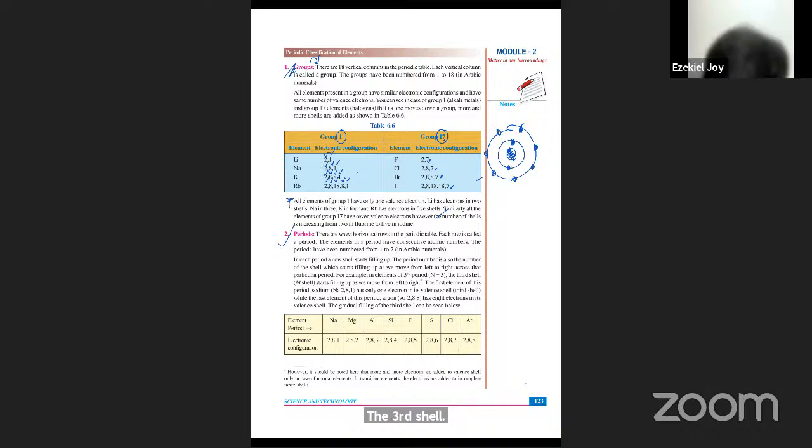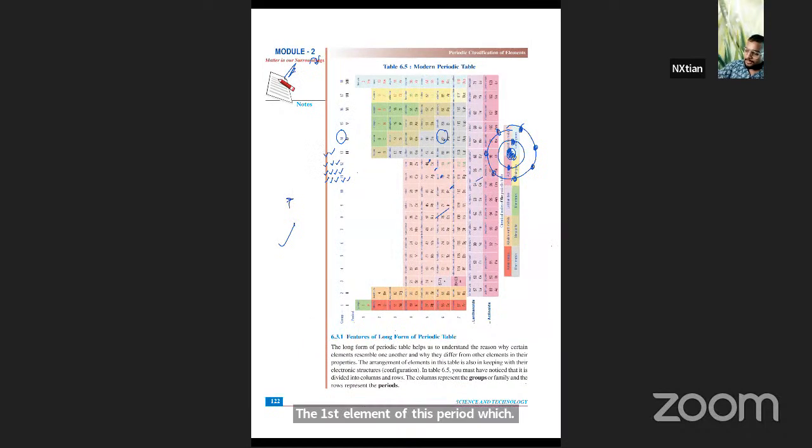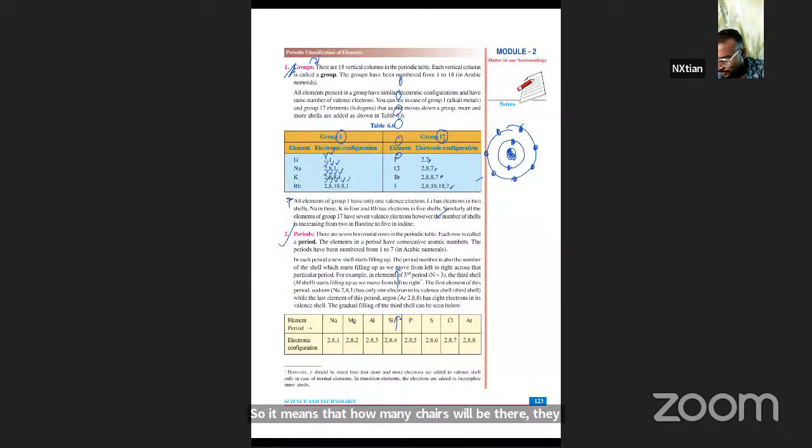The first element of this period is sodium. If you see this line, sodium, magnesium, aluminium, silicon, phosphorus, they all come in the third period. So it means how many shells will be there? They will have 3 shells: 1, 2, 3.